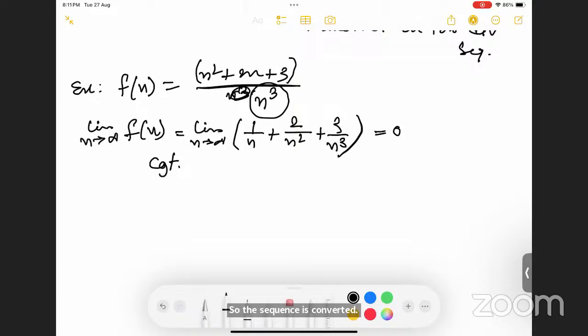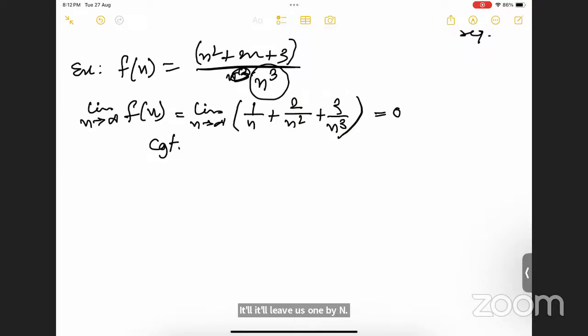Ma'am, what if we take this n square common from both numerator and denominator and then we apply limits? So you can cut it down, right? Yes, ma'am. That's what I'm saying. Yeah, so this is the same thing ultimately. But ma'am, it'll leave us 1 by n, and that 1 by n will be 1 by infinite.